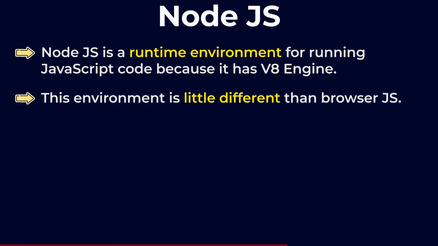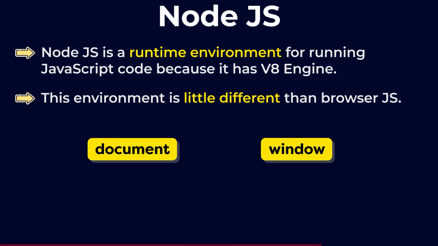This environment is a little different from what we have in our browser. Like in browser JavaScript, we have the document object for dealing with the HTML document. Also, we have the window object. These objects we don't get in Node.js. And also, we don't want to access document and window objects because in Node.js, we are creating backend services and document and window objects are for front-end tasks. So why would we need document and window in the backend?